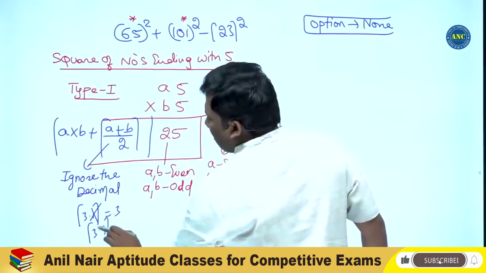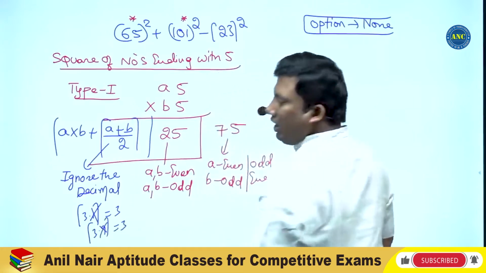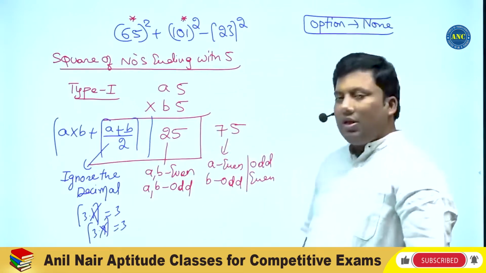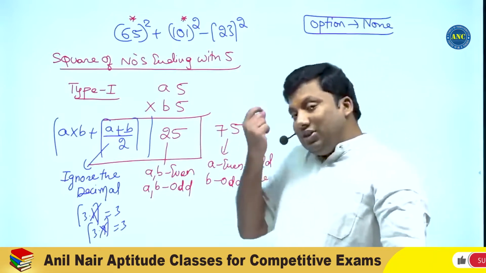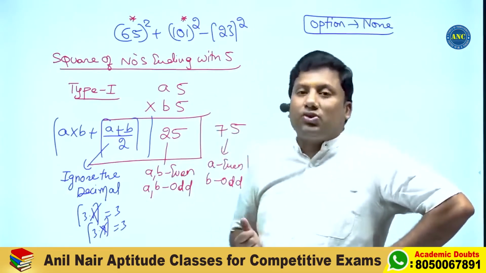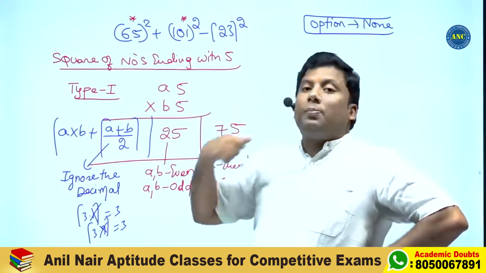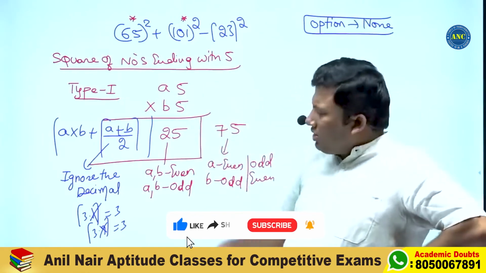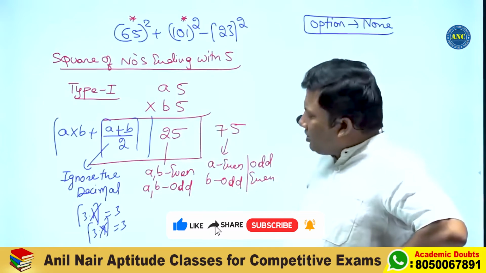3.9, anything after the dot, remove it. Ignore the decimals. A5 into B5. In the previous case, we found out only the last two digits. But one of my students has asked, what if the option "none of these" is there? So just how to get the answer fast, we will discuss.